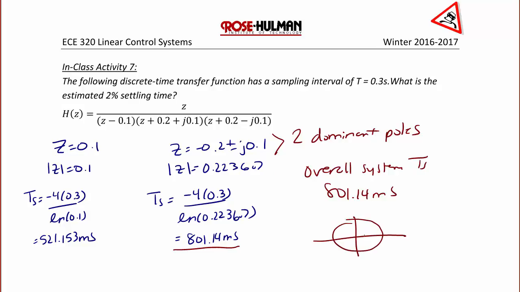The dominant poles are going to be the two that are the furthest away from the origin. So negative 0.2 plus or minus j 0.1 are here and here, while 0.1 is right here, so it was closer to the origin, so that was not the dominant pole.